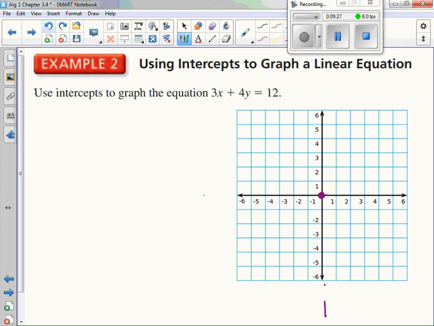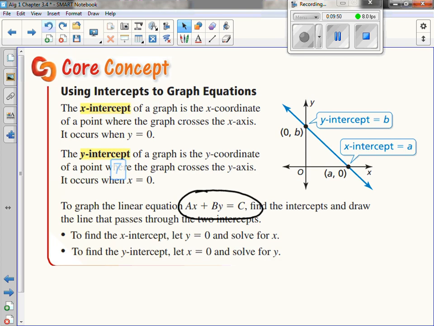On the x-axis, going this direction, what is the value of y? 0. On the x-axis, the y value is 0. On the y-axis, the x value is 0, yes? And that's what we're going to use. That's what it's talking about. This here. The x-intercept of a graph is the x-coordinate of a point where the graph crosses the x-axis. It occurs where y equals 0. So when it crosses the x-axis, the y value is 0.